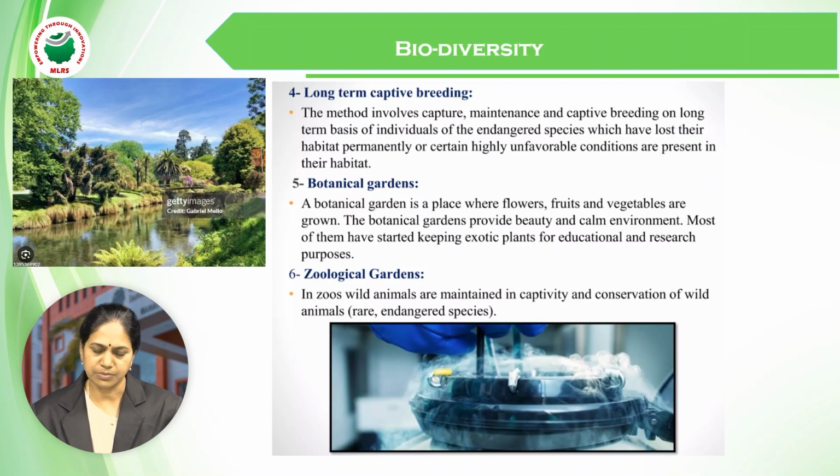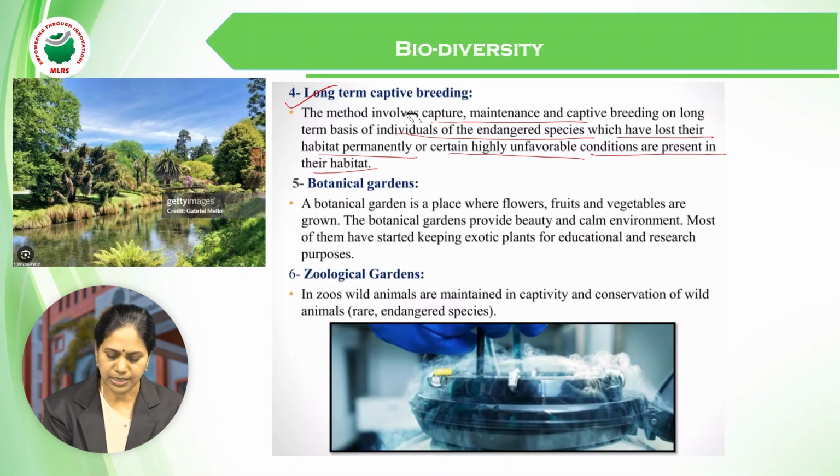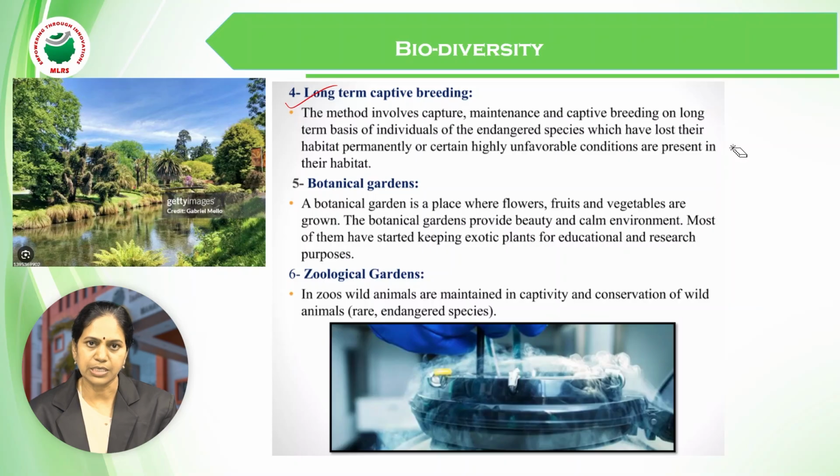Next, in ex situ, we have a few other things like long-term captive breeding. This is one particular method that involves capture, maintenance, and captive breeding on a long-term basis of individuals of endangered species which have lost their habitat permanently, or where highly unfavorable conditions are present in their habitat. So the term itself is long-term captive breeding. The individuals are preserved for longer periods, especially endangered species. They must have lost their habitat permanently or sometimes face highly unfavorable conditions.